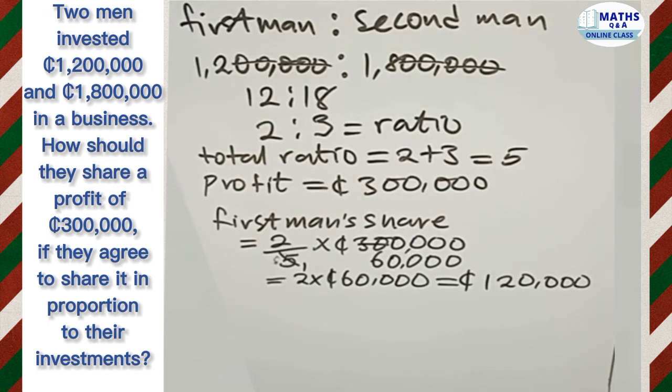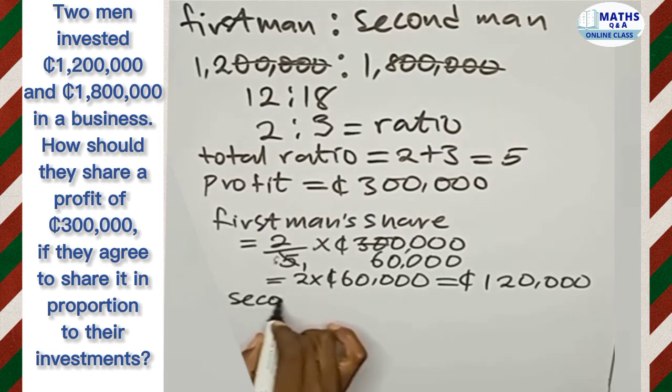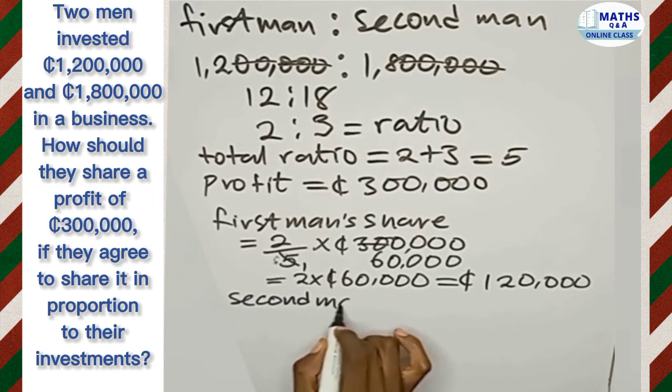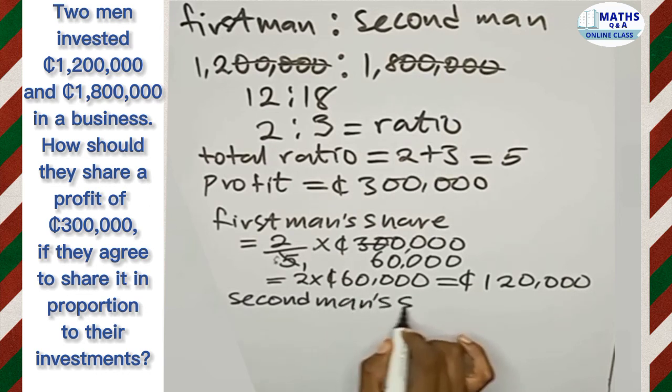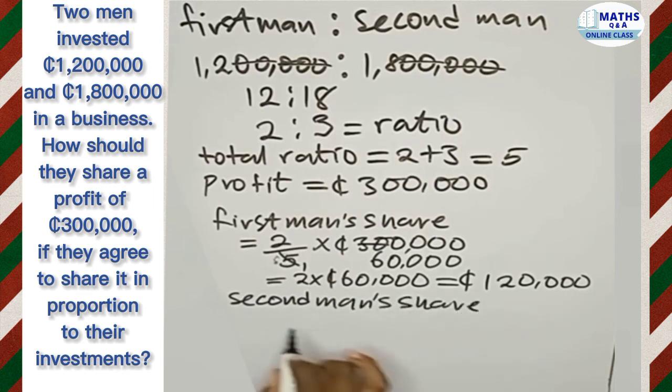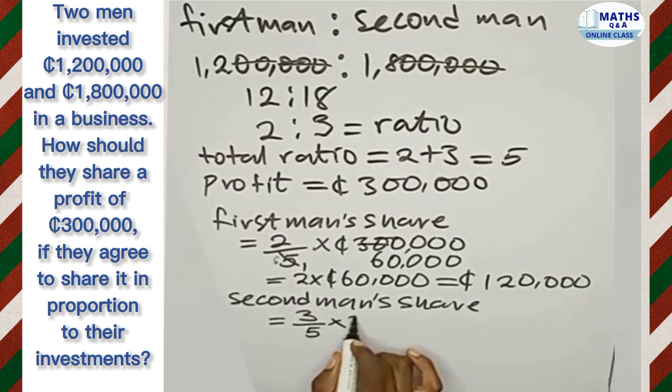Now let's find the share for the second man. So the second man's share will be equal to his ratio 3 divided by the total ratio, which is 5. Then we multiply by 300,000 cedis.